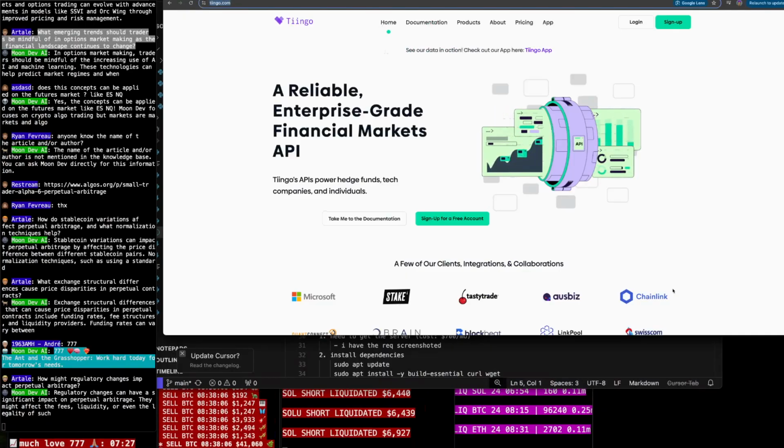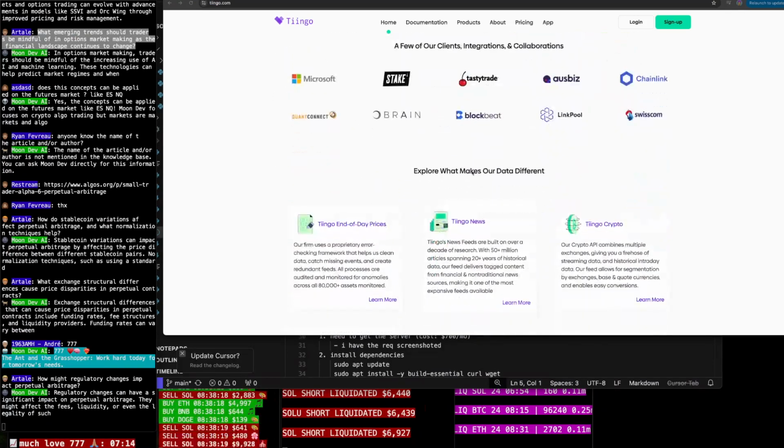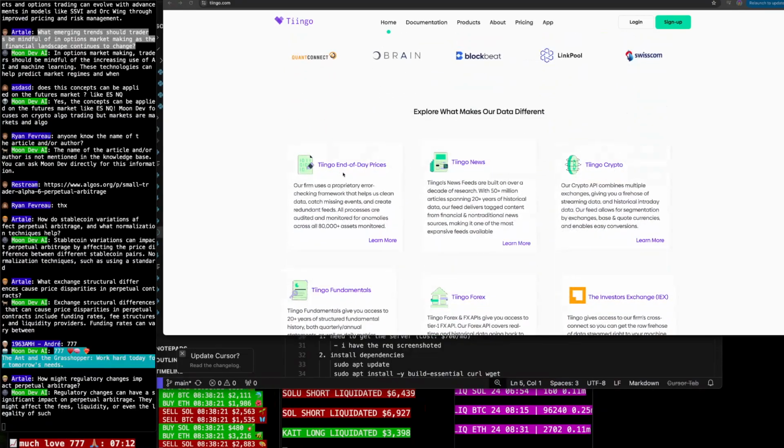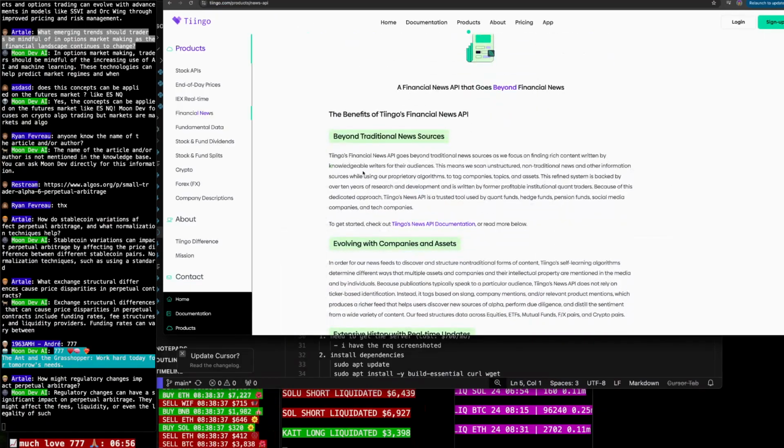So I feel like this has been a good practice so far. Sentiment data, reliable enterprise financial markets API. Let's see our data in action. A few of our clients. Okay, Tasty Trade, Tingo News, Tingo end of day prices. Tingo's news feed is built over a decade with 50 million articles spanning 20 plus years. It could be good for sentiment data.